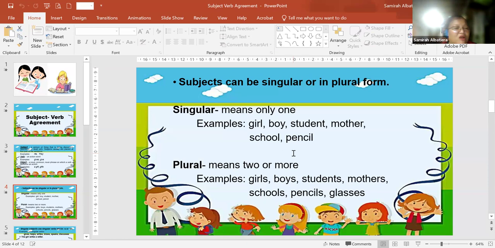Samira, can I go to the toilet? Yes, you may go to the toilet, Nicolas.